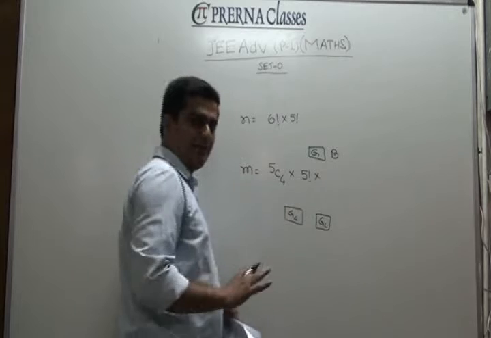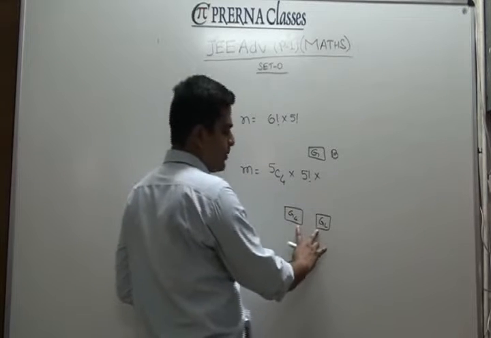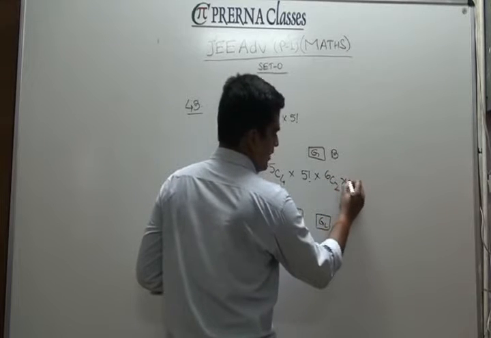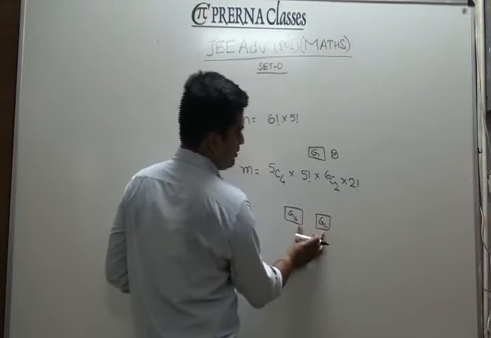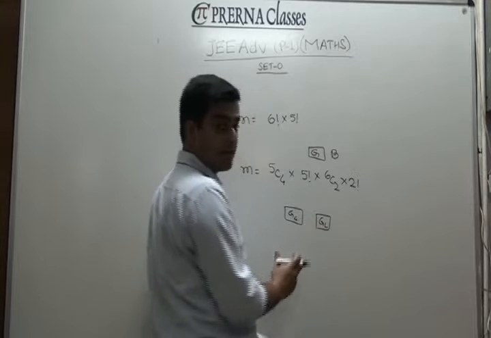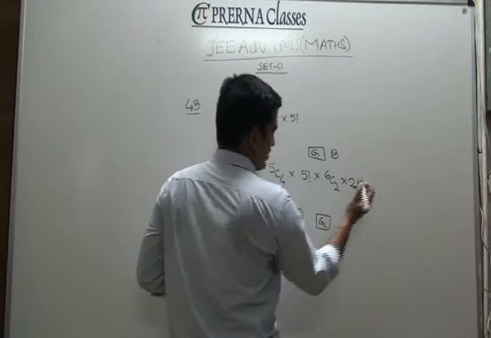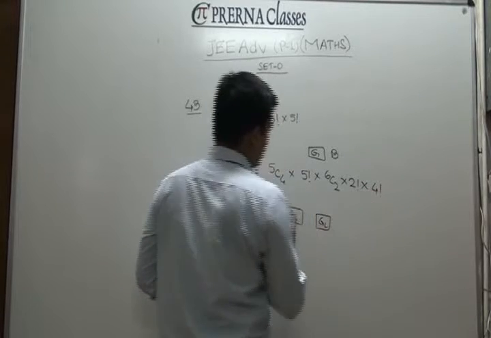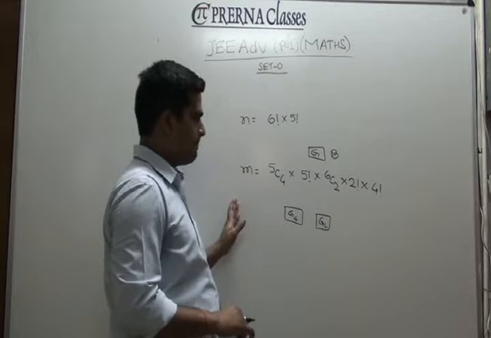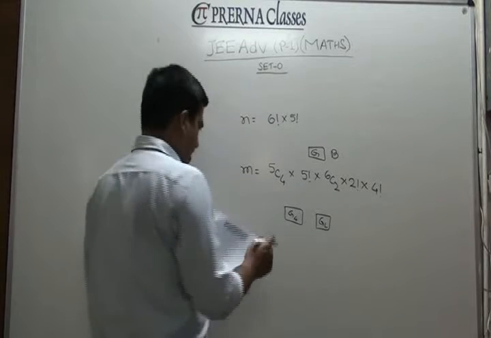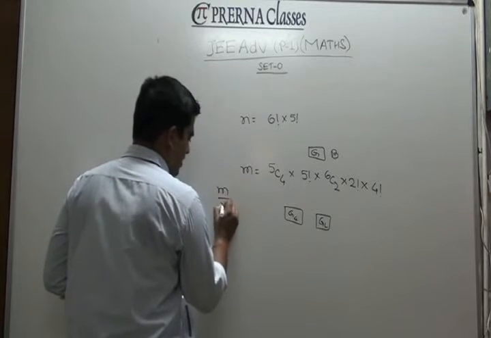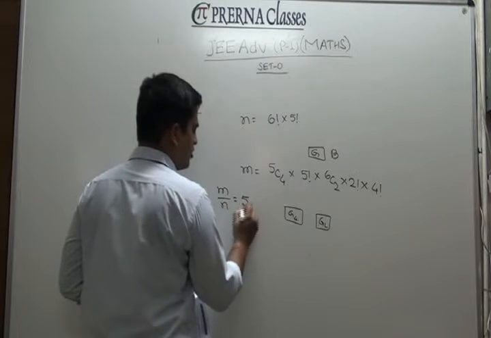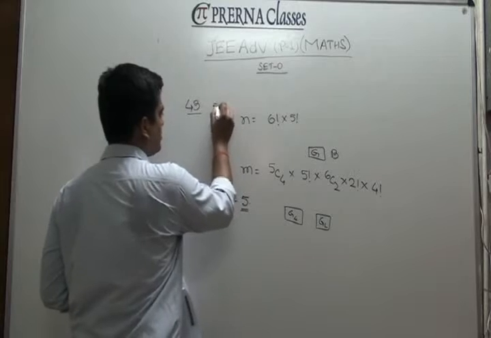Out of those 6 gaps between the 5 boys, I am selecting 2 places for these 2. That can be done in this many ways, and obviously you can arrange these objects in their selected places in this many ways. Further, you can arrange these girls among themselves by 4 factorial ways. So this is going to be the value of m, and ultimately you are looking at the value of m by n. After simplifying this whole matter, you will find that it is equivalent to 5, which is the final answer.